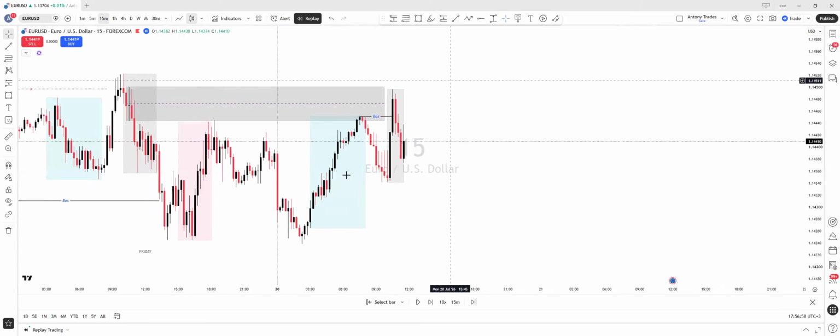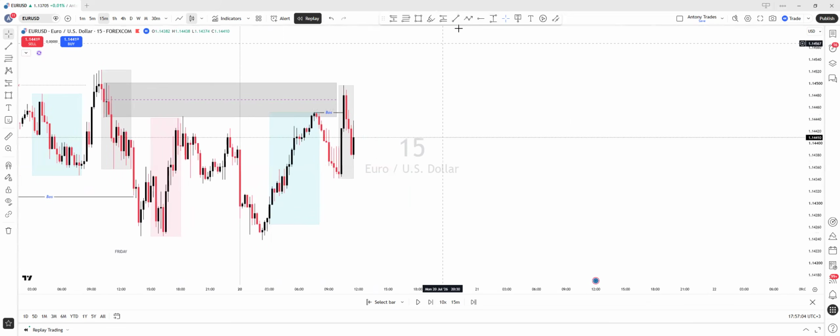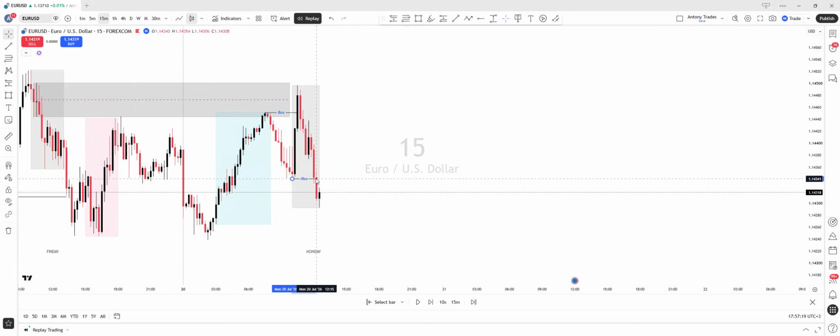So what are we waiting for? We are waiting for a confirmation. What confirmation are we looking for? The market structure shift formation. We are waiting for the market to close below here. Once we have a closure below here, then we'll have a market structure shift. Now let's play. Exactly. Now we have a candle closing.